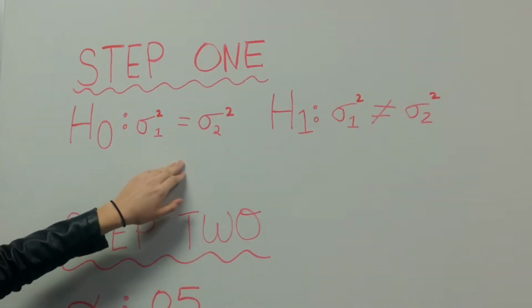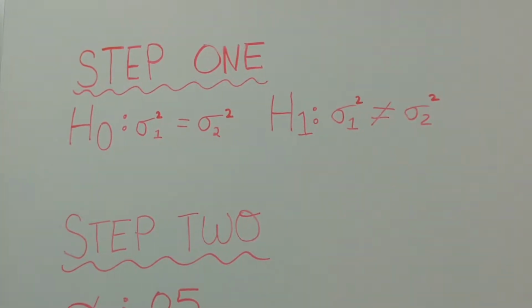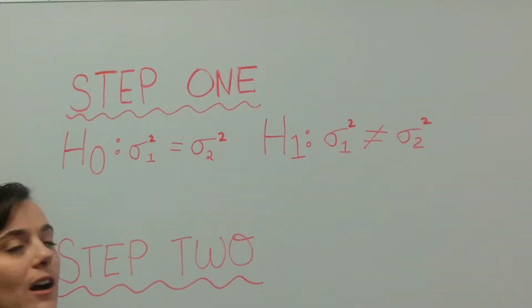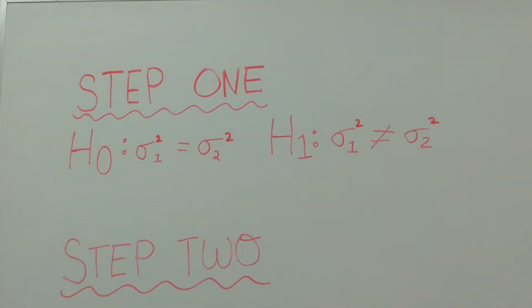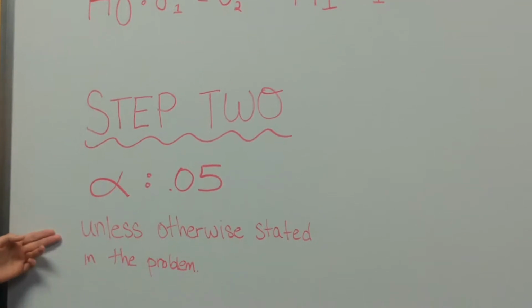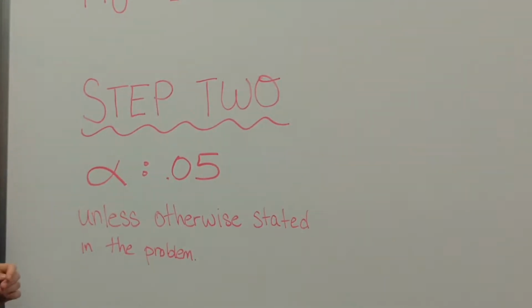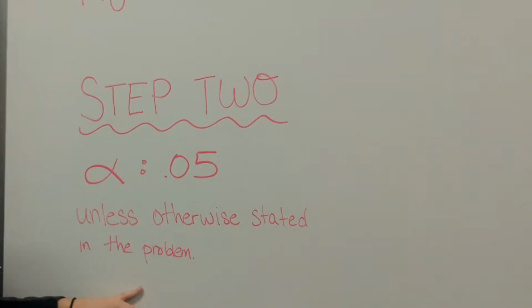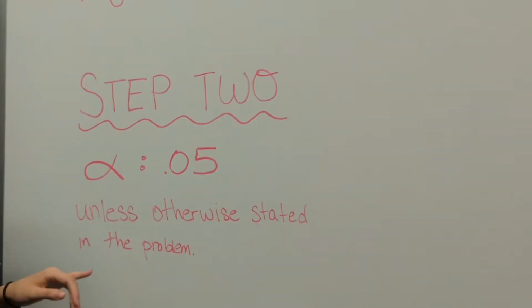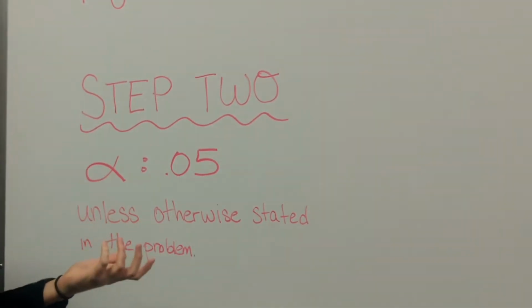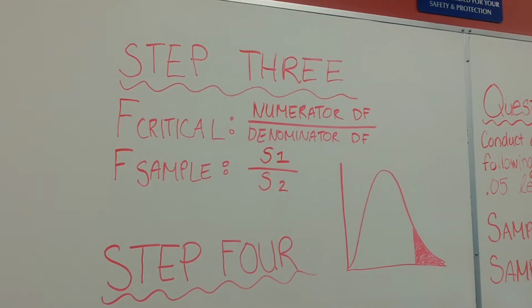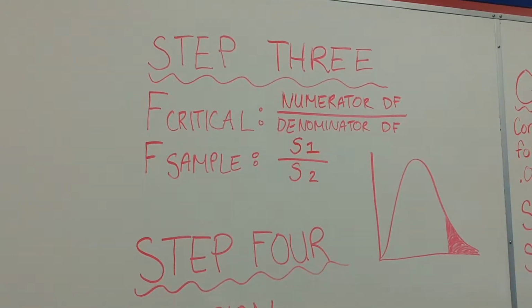The null is stating that both variances are equal, and the alternative is stating that the variances are not equal. On to step two, we just need to determine what the alpha is. If the problem gives you what the alpha should be, then that's what it is, but if not, assume it's 0.5, so 5%.